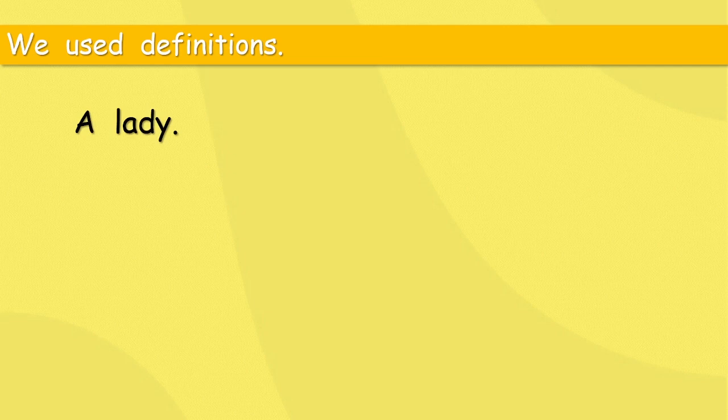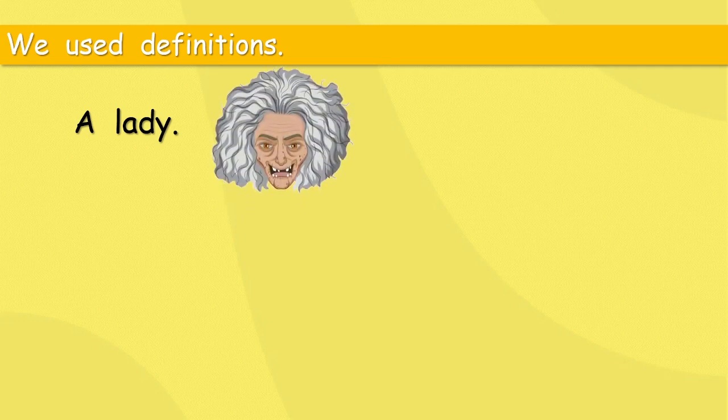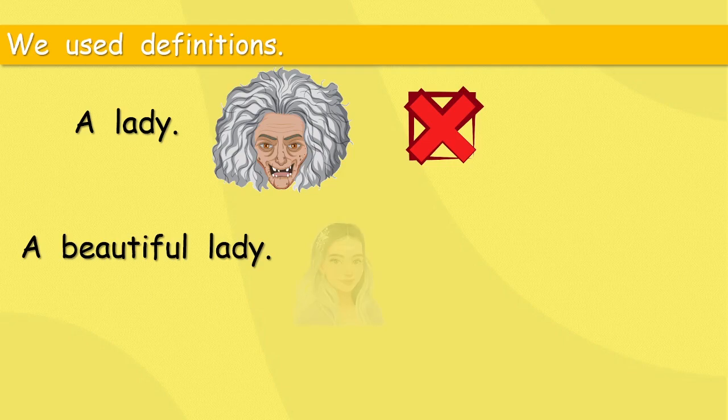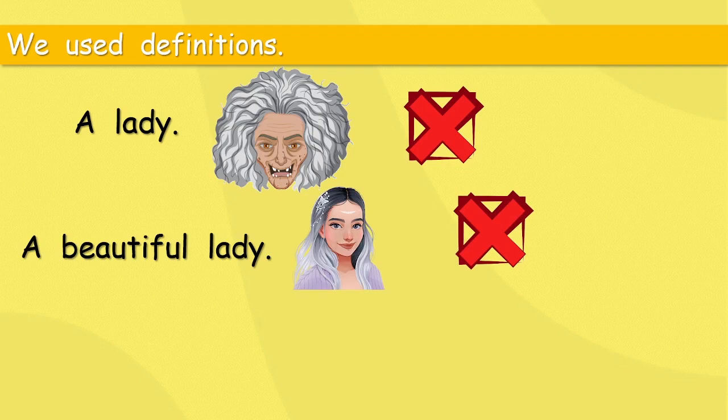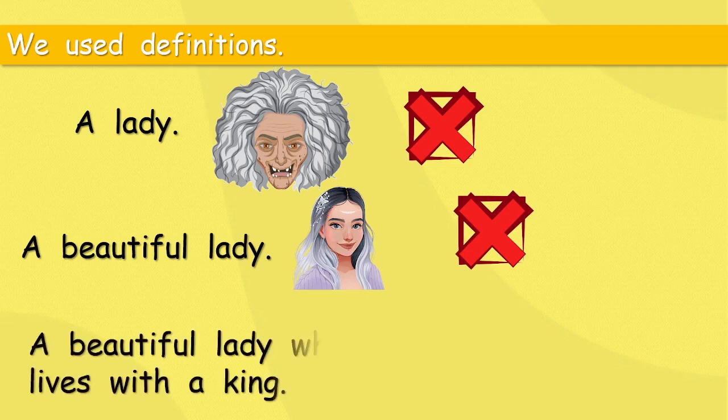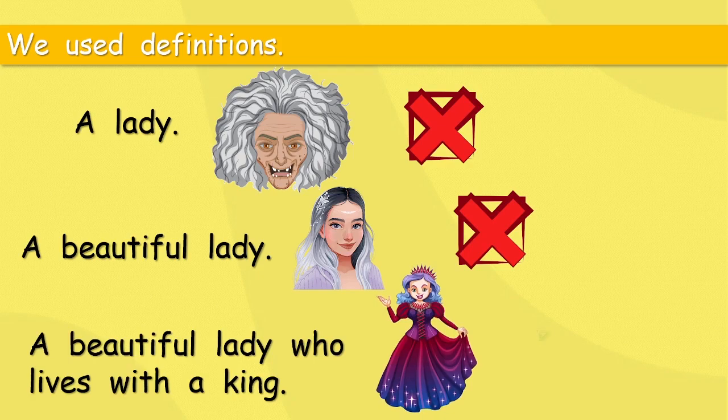What about this then? A lady. Okay, well there's a lady. No, we want a little bit more. A beautiful lady. That's a beautiful lady. But we want a little bit more. Here's a really good definition. A beautiful lady who lives with a king. Who is it? A queen. There we go. What a great definition. It tells us exactly what the word is. But we don't use the word queen. Now, if someone doesn't know what a queen is, now we can tell them using our definition.